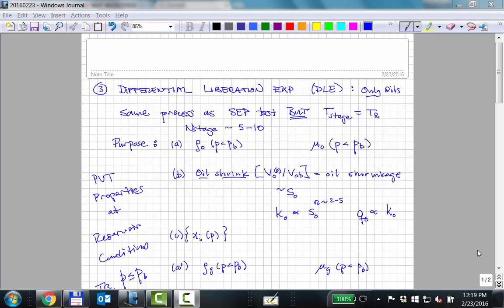So today we're going to continue to try to finish up the discussion of the two laboratory experiments, the differential liberation and the constant volume depletion test for reservoir fluids. Are there any questions about the discussions we had about the constant composition expansion test or the multi-stage separator test, which were the first two that we talked about? Any questions about those?